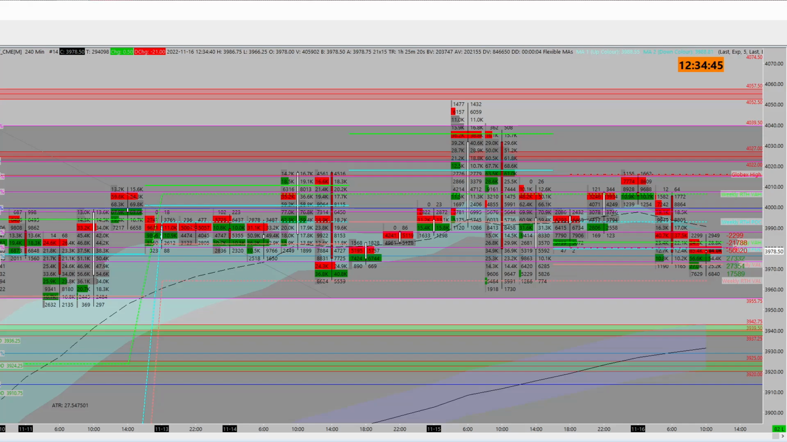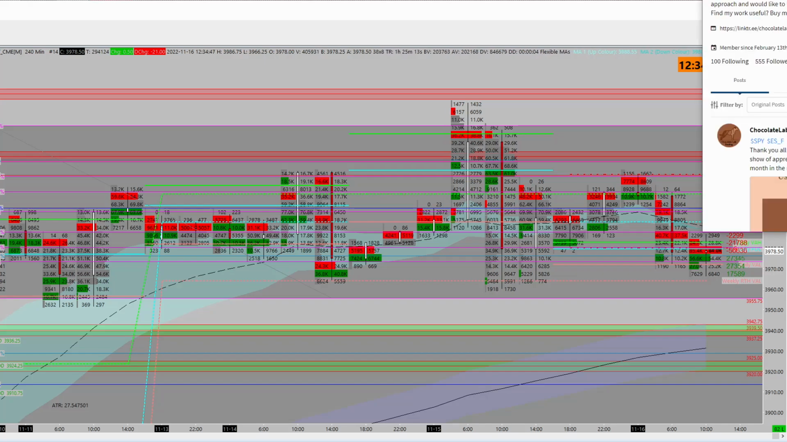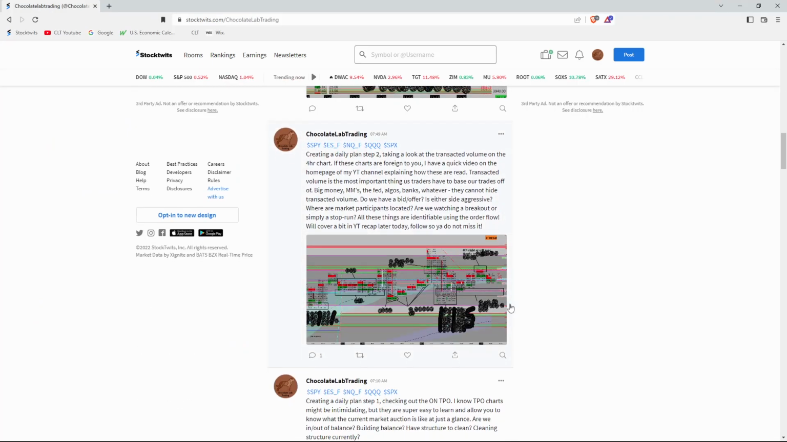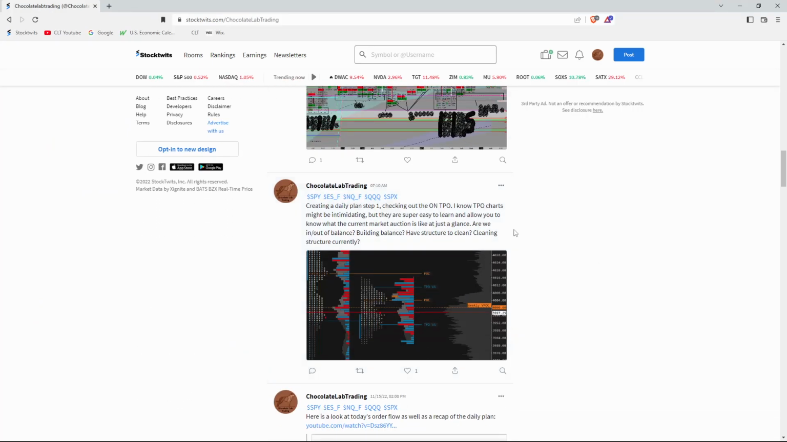So I'm going to go over the daily plan first that I post on StockTwits, as well as the community tab here on the YouTube channel. I'm just going to go through it on StockTwits just because it's a little bit easier for me to pull up these screenshots. So just like every morning, starting my daily plan, I check out the overnight TPO.